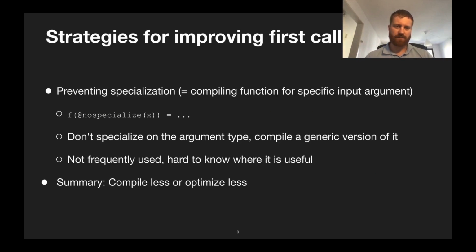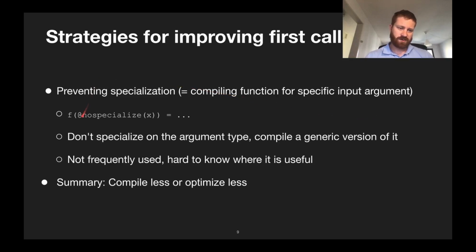And another way of improving first call latency is to prevent specialization. Specialization is when you compile a function for specific input argument types. Since functions in Julia are generic, for example, f here can take any x, it can be called with many different types, and you can compile the same function for many types. But it's also possible to set something called @nospecialize here. It's going to compile a generic version that will work for many input types. You only have to compile it once, but of course it will be slower at runtime because it needs to do more dynamic things.